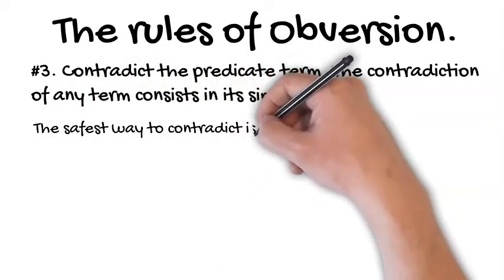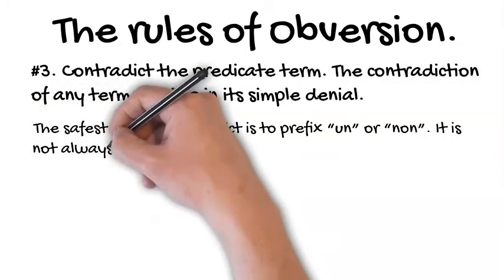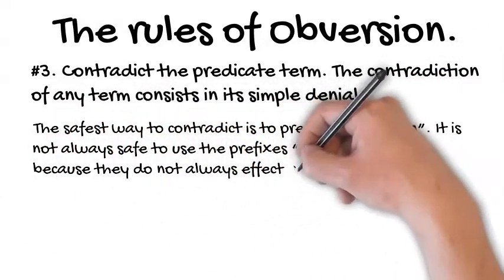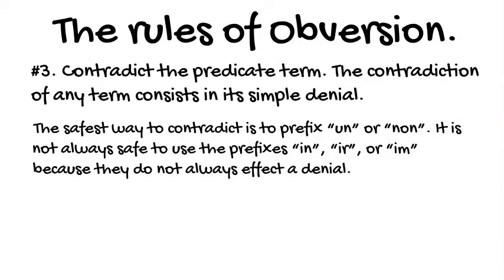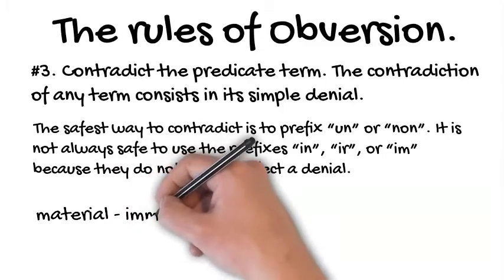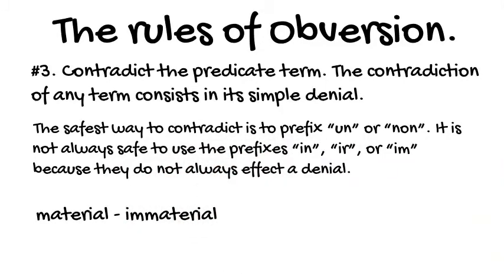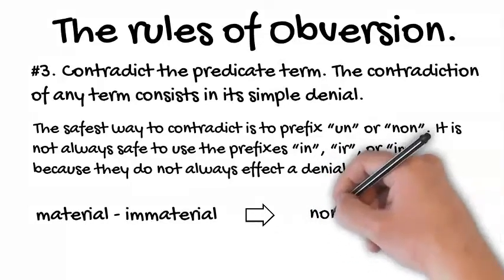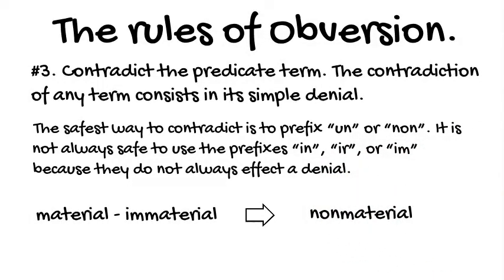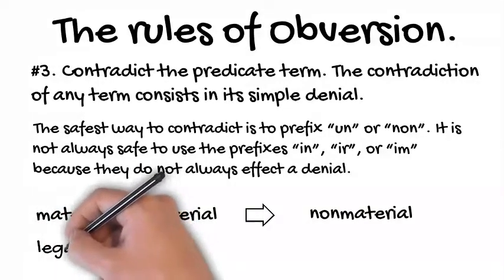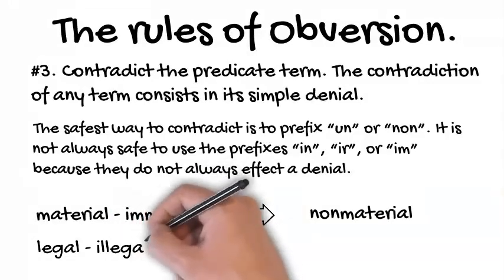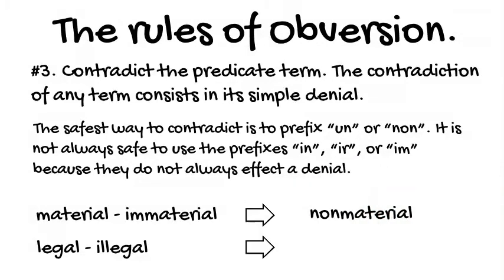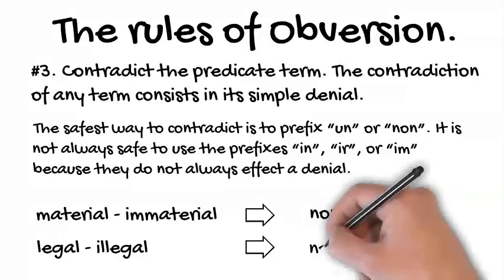The safest way to contradict is to prefix "non" or "not". It is not always safe to use the prefixes in, ir, or im because they do not always effect a denial. For example, the term material. If you use the term immaterial as the contradiction of the term material, the term immaterial could not be the contradiction because it could mean something not relevant. And for the term legal, to contradict it by having the term illegal is not a contradiction to the term legal because the term legal could also mean something unlawful.